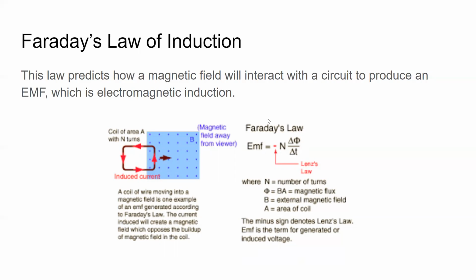So as we can see here, EMF equals negative N delta phi over delta t. So N would be the number of turns in that coil. Phi is also equal to BA, which is magnetic flux. And this is broken into B, the external magnetic field, and A, the area of the coil. So this negative sign is related to Lenz's law, which we will get into in the next slide.